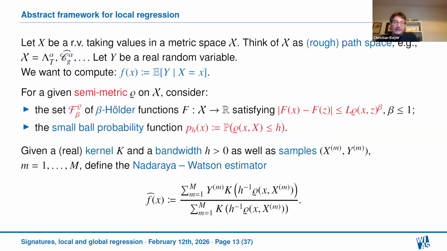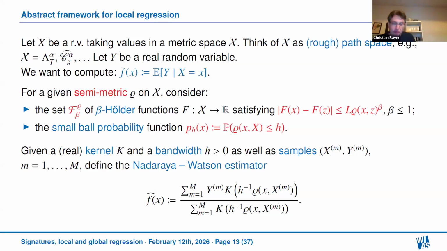So we have a metric space, and we have a function from that metric space to the real numbers, and we want to compute the conditional expectation. So we have a random variable taking values here in the metric space. We want to compute the conditional expectation. And we are going to consider a semi-metric rho on X. We actually only need a semi-metric, and this will become very convenient later on.